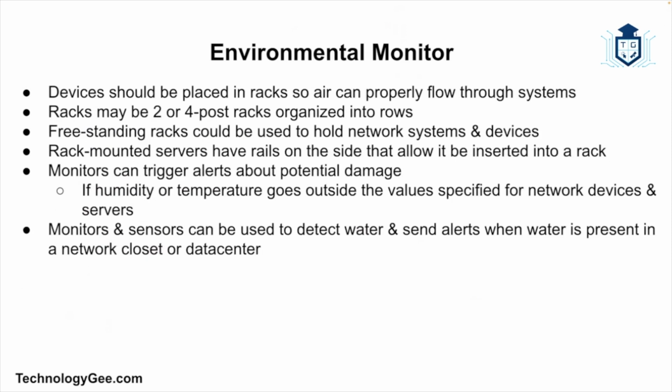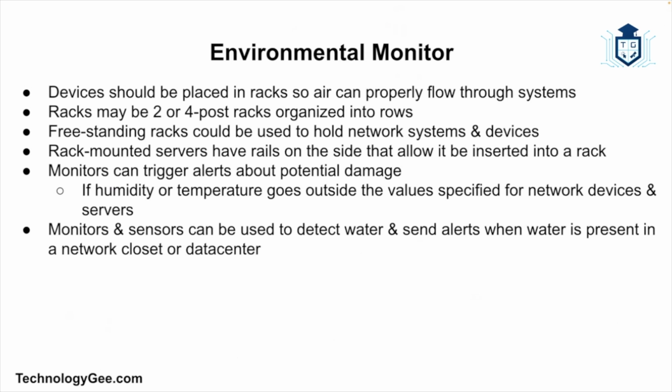And devices should be placed in racks in such a way that air can properly flow through the systems in the racks. Racks may be 2 or 4 post racks organized into rows. You have freestanding racks, which can also be used to hold network systems and devices. A rack mounted server has rails on the side that allow it to be inserted into a rack.